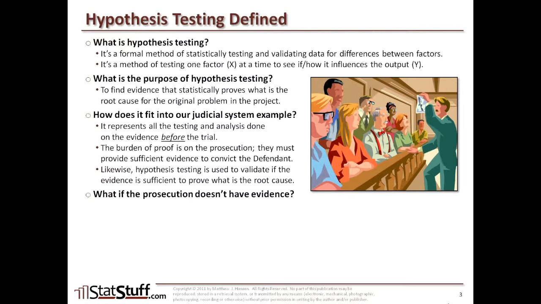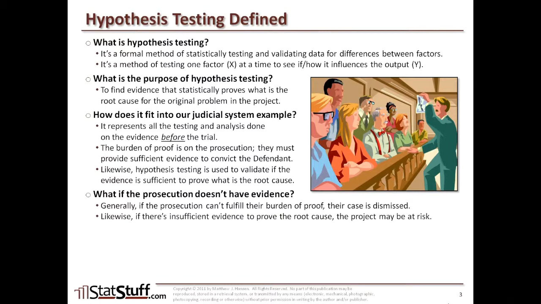So in the judicial system example, what if the prosecution doesn't have evidence, or not sufficient evidence? Well, if the prosecution can't fulfill the burden of proof that's on them, then their case is typically going to be dismissed. In the same way, if we don't have sufficient evidence to prove what the root cause is, then the project may be at risk.